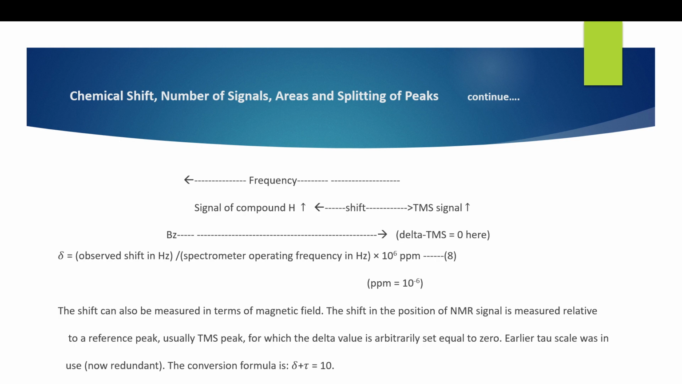Therefore, by mathematical manipulation, it has been converted to an international scale, which is field independent. That scale is called the delta scale. The formula is: delta is calculated by observed shift in Hertz divided by spectrometer operating frequency in Hertz, whole multiplied by 10 to the power 6, and then ppm is added. ppm means 10 to the power minus 6. So 10 to the power 6 ppm means 1.